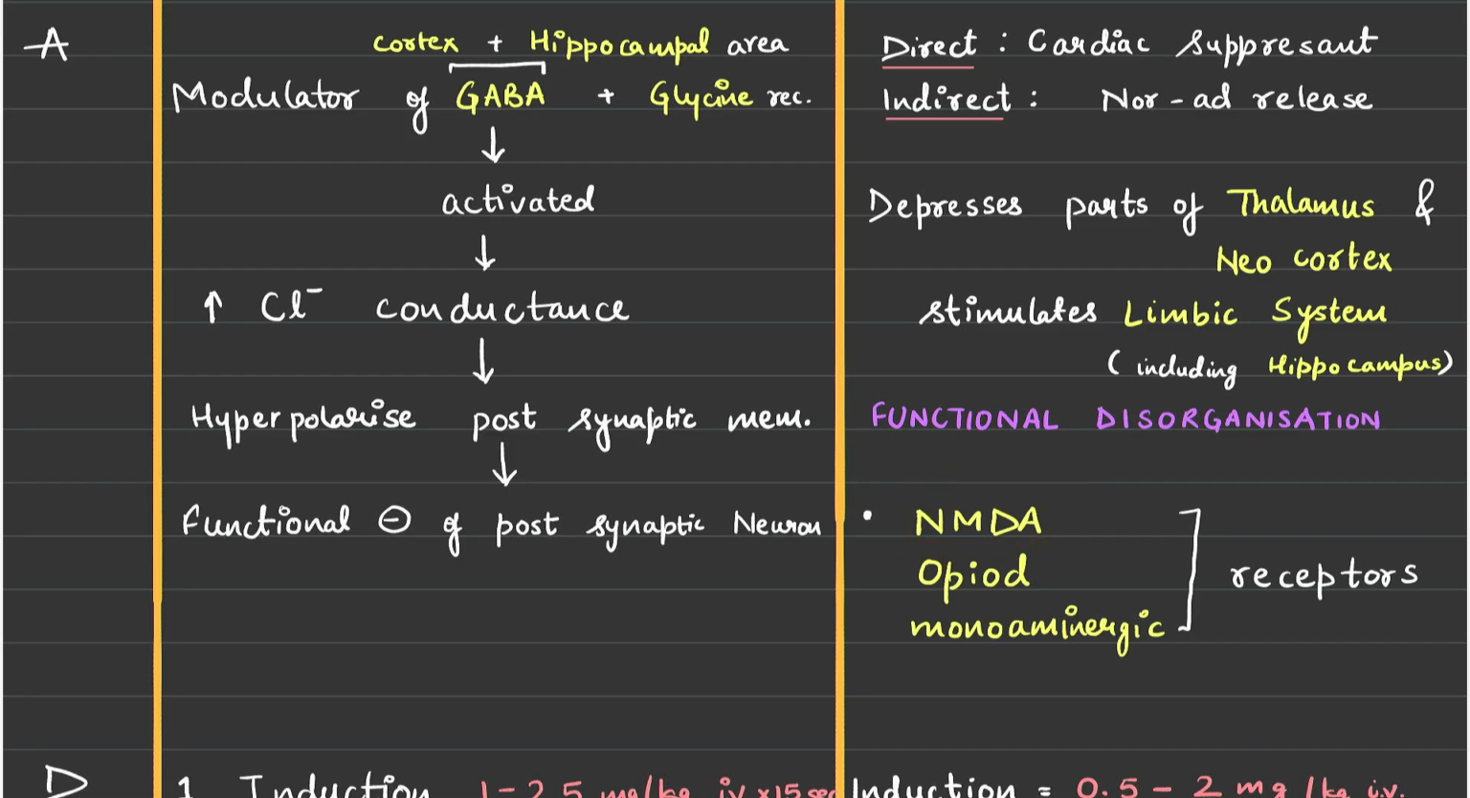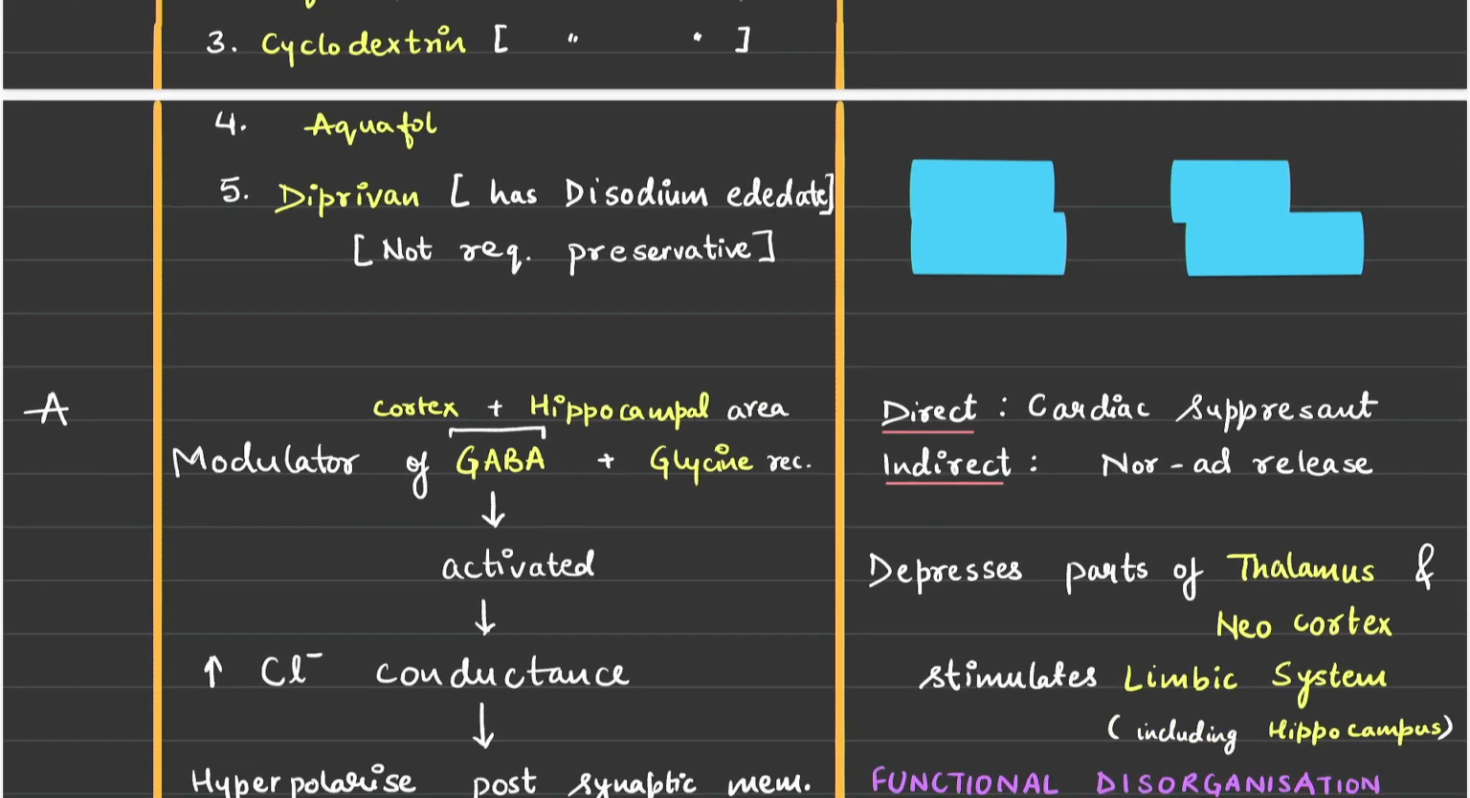The receptors on which ketamine acts are NMDA receptors, opioid and monoaminergic receptors, and it is an NMDA antagonist. Just for completion, there are many other drugs which also act on NMDA receptors. One is propofol, another is ketamine. The other drugs are, any guesses? Other drugs are magnesium sulfate, cocaine, nitrous oxide, ketamine, and propofol.